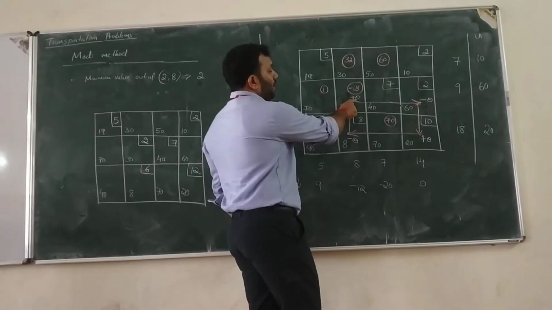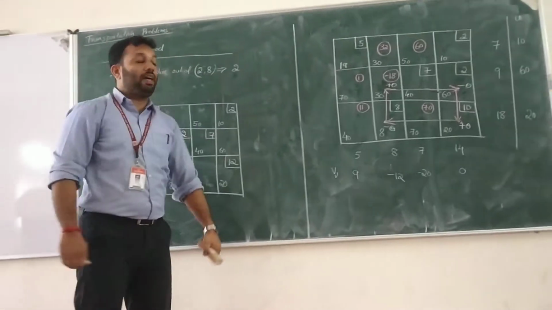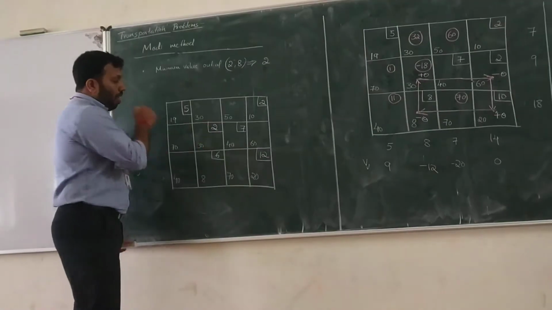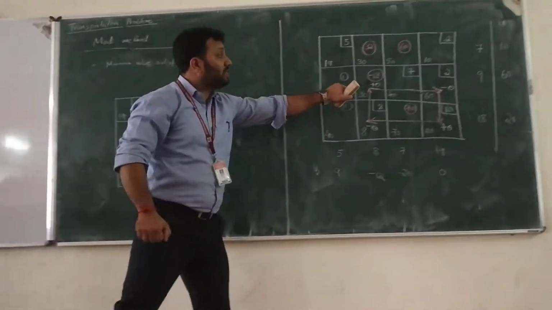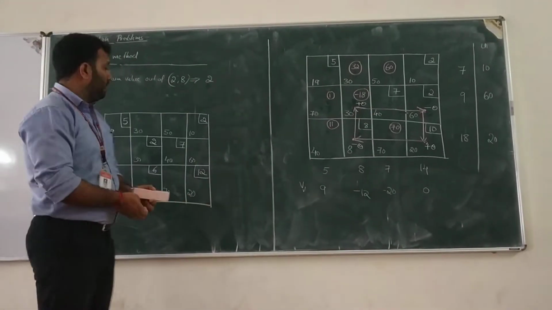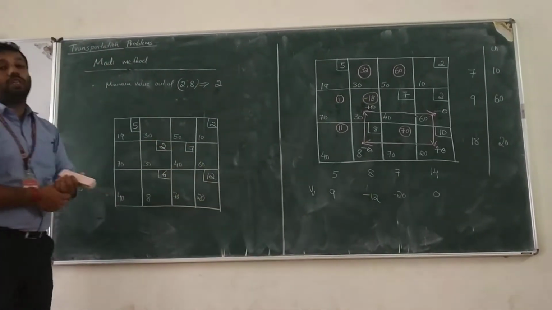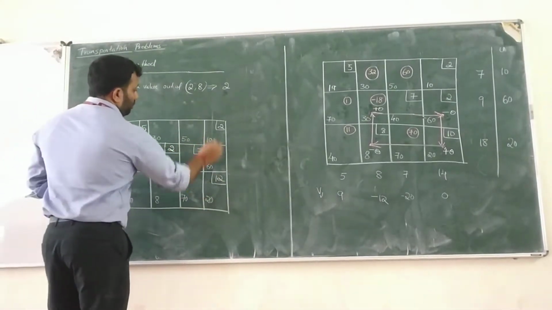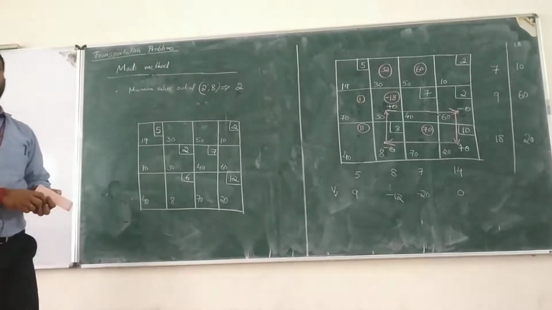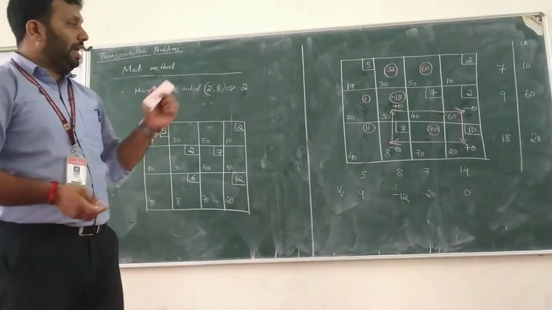So I have marked it as plus theta. So here I can allocate 2, plus that particular minimum value. That is why this is the new position of allocation. Now we have got 6 allocations. Now to repeat the same procedure.